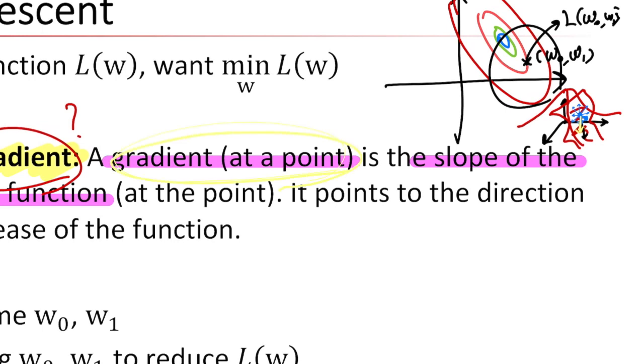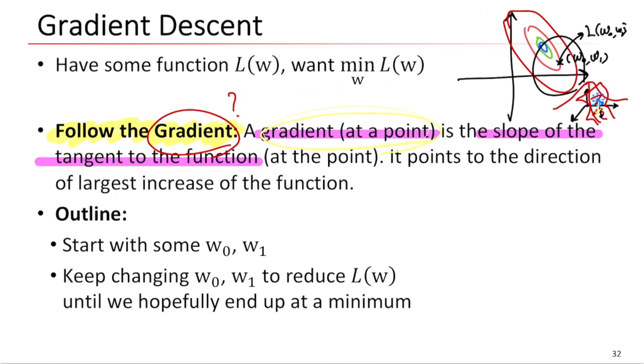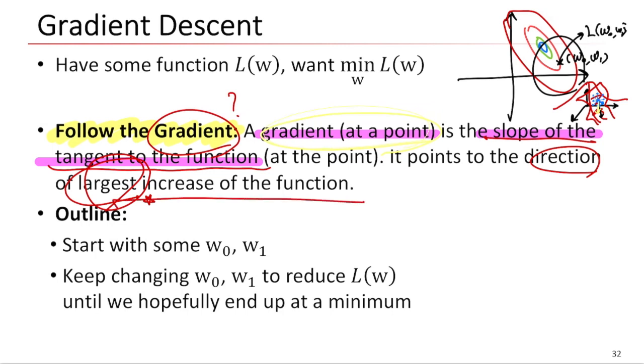Okay, gradient, right? The gradient means the slope of the tangent to the function, so it points in the direction of the largest increase of the function. Okay, so this is the meaning of the gradient. I think most of you already learned about this. This is related to 미적분, calculus, in Korea. So you can find the largest increase of the function with the gradient, right?